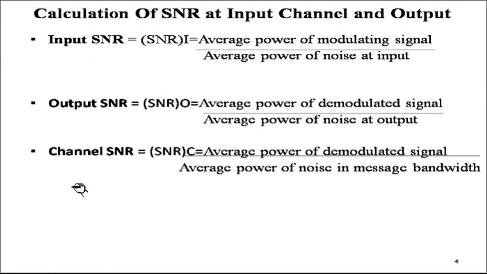Whereas we can find the signal to noise ratio at the channel, which is given by SNR_C, where C stands for channel: the average power of the demodulated signal divided by the average power of noise in the message bandwidth. So these are the three places where you can find the signal to noise ratio: first at the input, second at the output, and third at the channel.